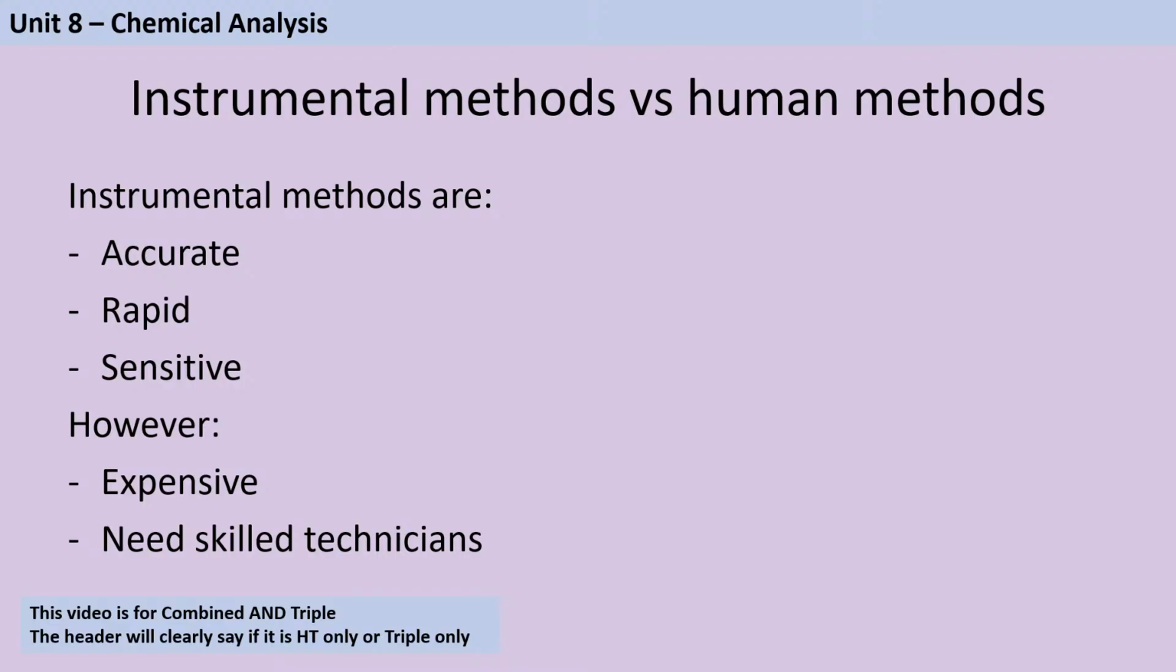Also in this chemical analysis topic, we touch on the idea of instrumental methods versus human methods. So instrumental methods are accurate, in other words, they give you the right answer. They're rapid, so they're very fast, and they're sensitive. So that means that they can detect tiny, tiny amounts of whatever it is you're trying to detect.